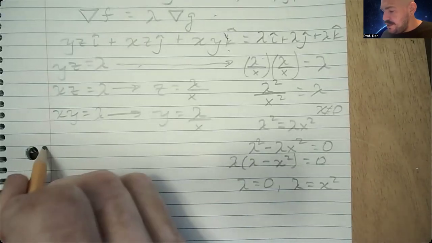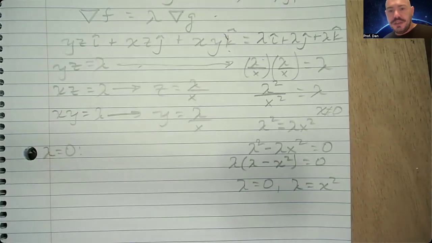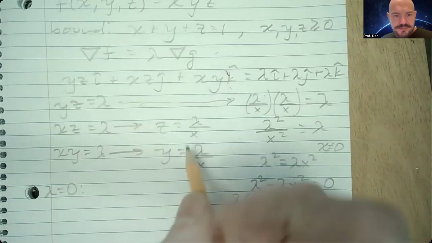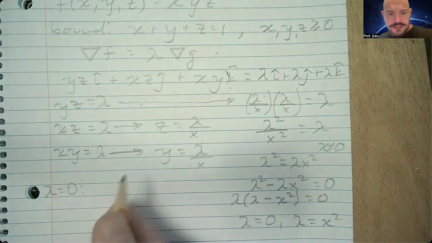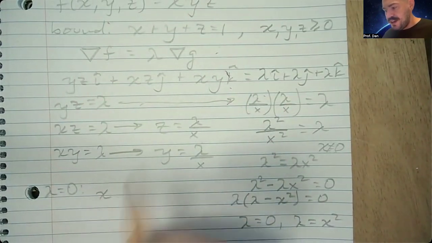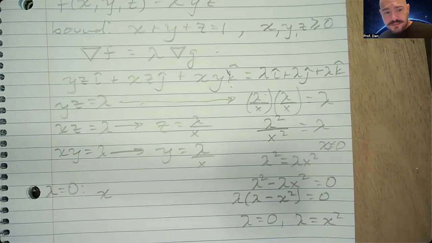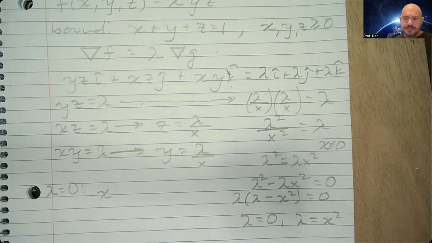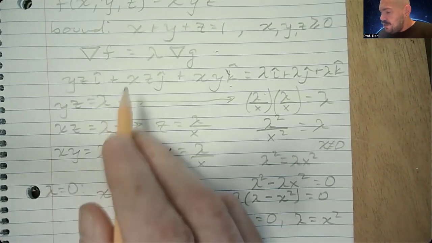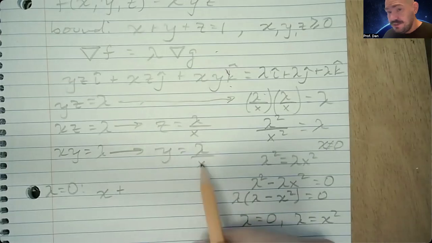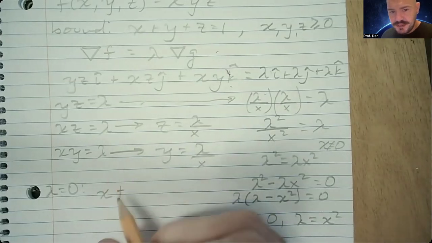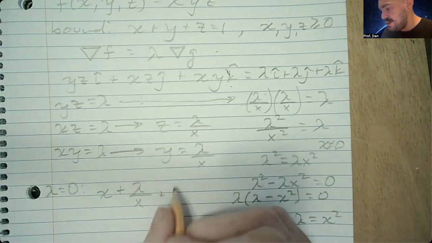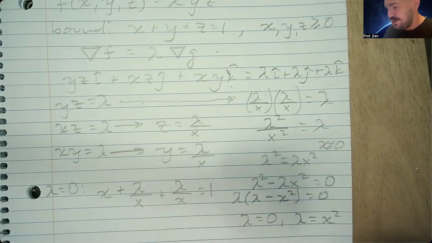So you have 2 possibilities. One is that lambda is equal to 0. If that's the case, then my boundary equation is going to be x, which I'm going to write as x because I never actually solved for x in terms of lambda, which is a weird thing that happens with these systems of three equations. Plus y, which I do know in terms of lambda, so that was lambda over x, plus z, which I also know in terms of lambda, lambda over x. And this is all equal to 1.